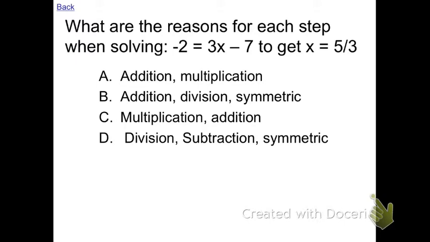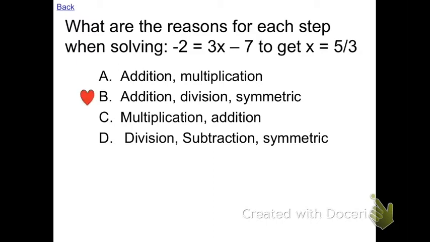Okay, what are the reasons for each step when solving negative 2 equals 3x minus 7 to get x equals 5/3? Well, we're trying to solve for x, so we've got to add 7 to both sides, so we're going to start with addition. So answer choice A or B then. We then still have to get rid of the 3, which is being multiplied times x, so we're going to divide both sides by 3 and use the division property of equality. So we're looking at answer choice B.